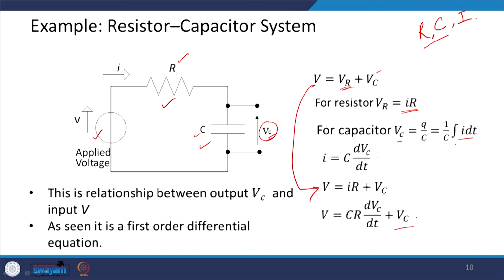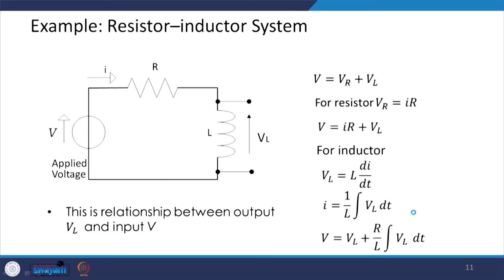As I said, my aim is, what is my input here? Input is this voltage, and the output I am looking for is Vc. So the forcing function here is the voltage supplied, and the right hand side you can see is a differential equation of the first order. This way I can derive the system equation for this system, which consists of a resistor and a capacitor.